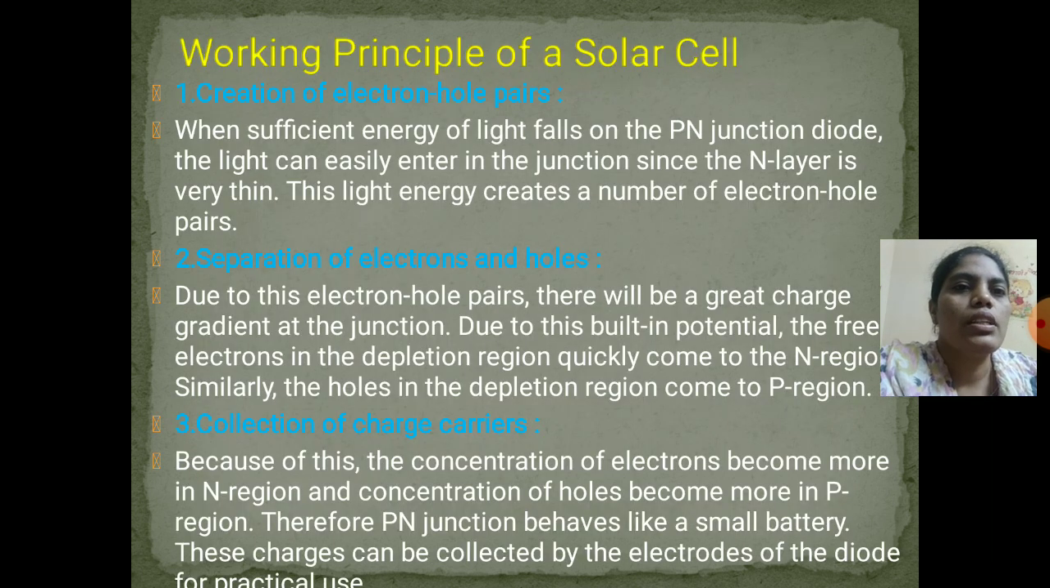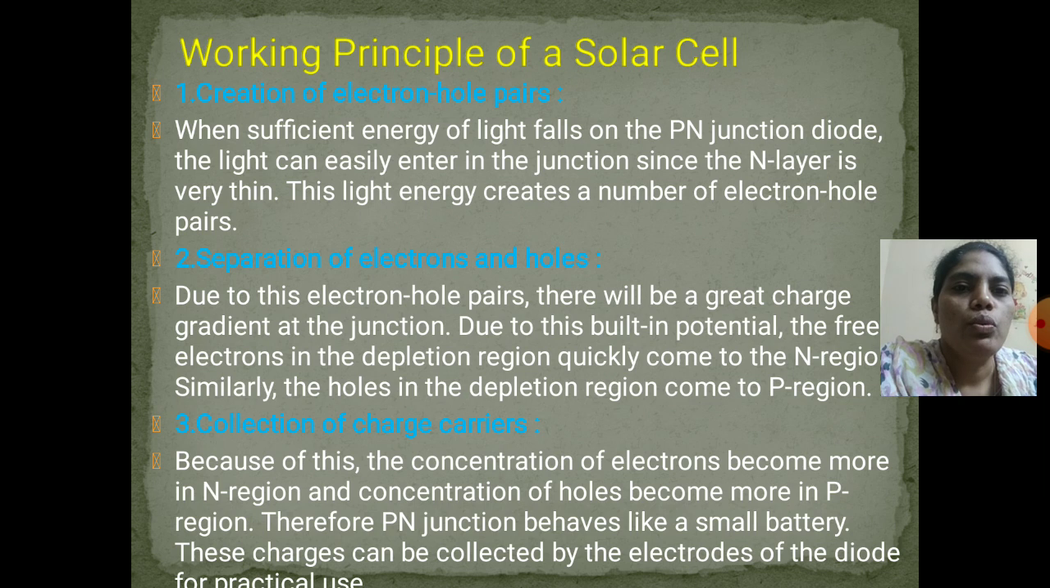So let us see what is the working principle of a solar cell. As we have seen in photovoltaic effect, there are 3 steps for this generation. First step is creation of electron hole pairs. When sufficient energy of light falls on the p-n junction diode, the light can easily enter the junction. Since the n layer is very thin, this light energy creates a number of electron hole pairs.